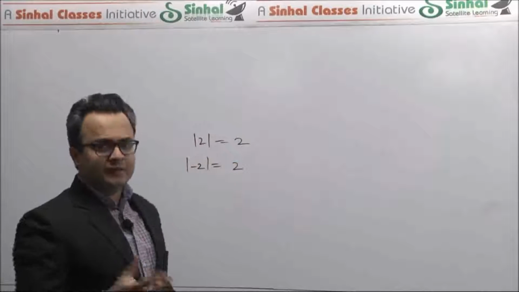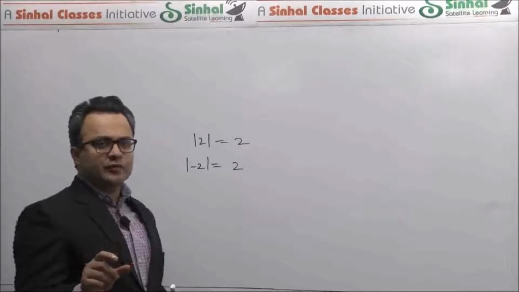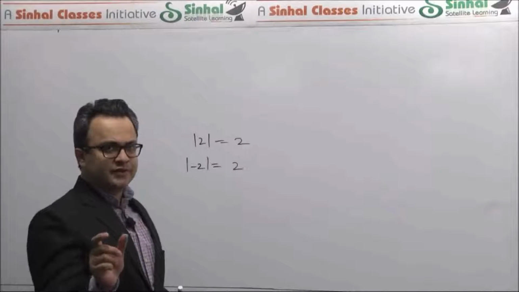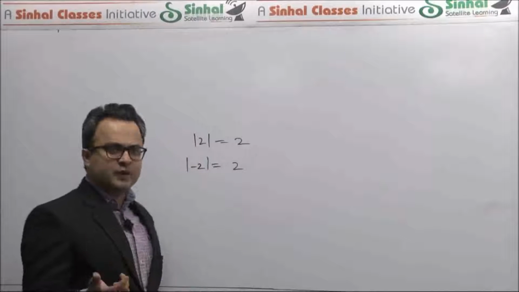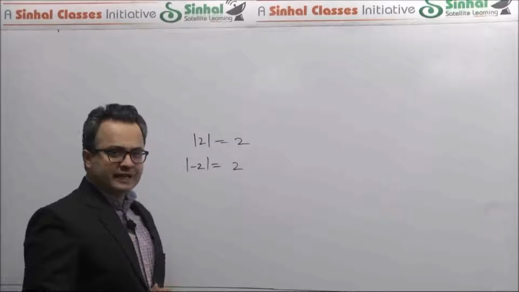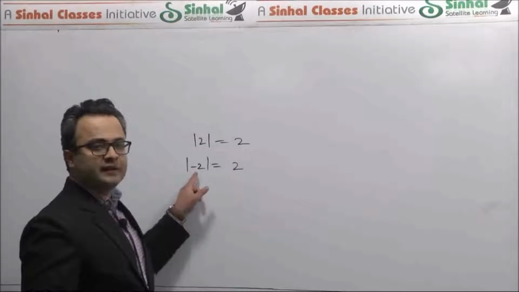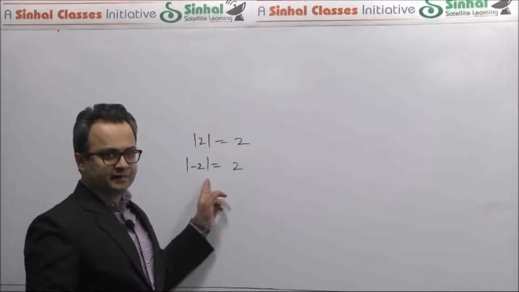That is to say that for a modulus, how will you decide what the output of the modulus function is? If the input itself is positive, the output will remain exactly the same, and if the input is negative, you will have to multiply the input by a negative sign, thereby getting rid of the negative sign, right?